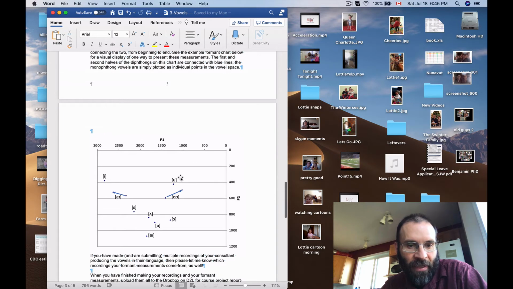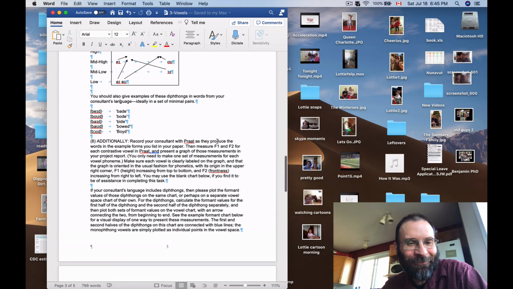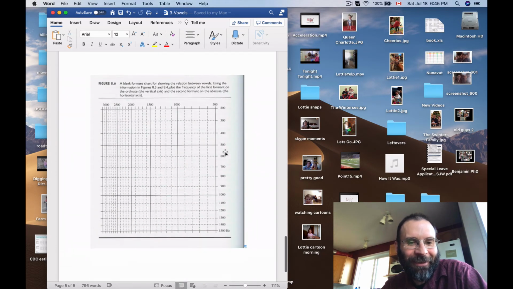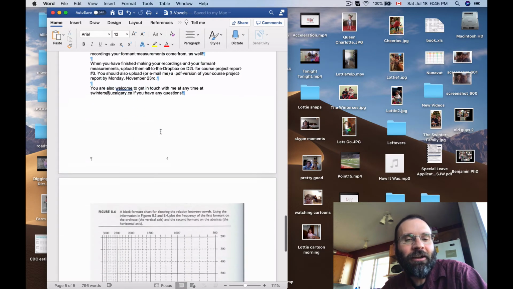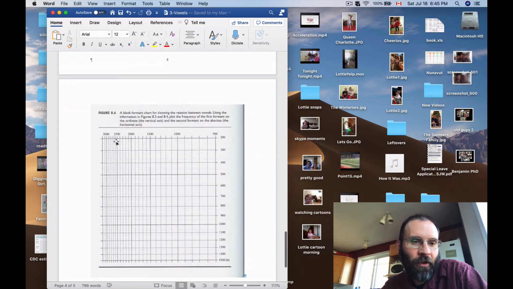So I've got this example chart here with the origin up here. And oops, I mislabeled that. I'm going to have to fix this, but this should be F1 and this should be F2. I'm sorry about that. I'm not going to redo this video regardless. Down here, you get a blank chart you can use, which again is showing you F1 in this dimension and F2 in this dimension.